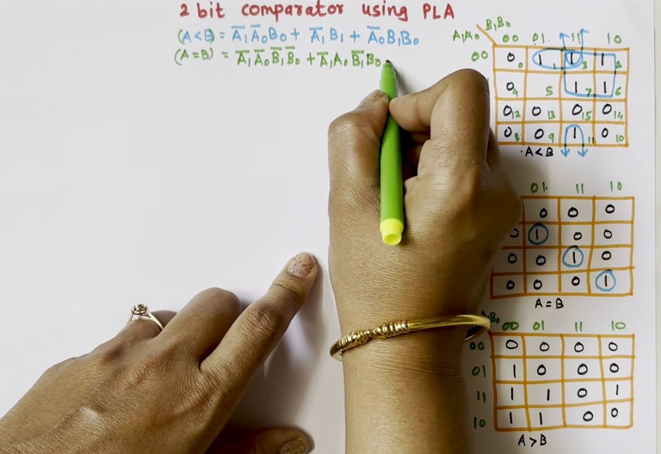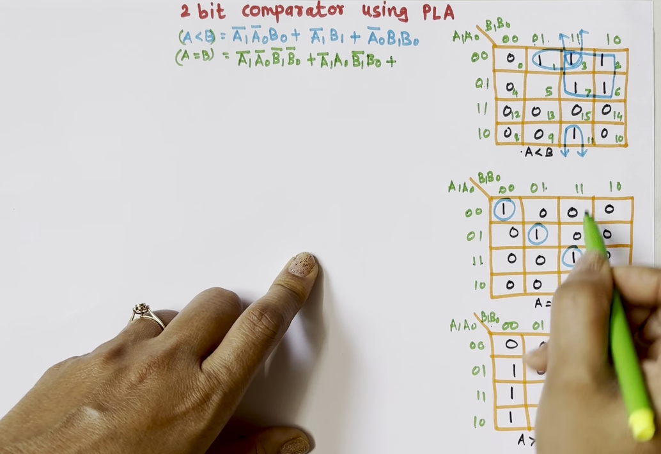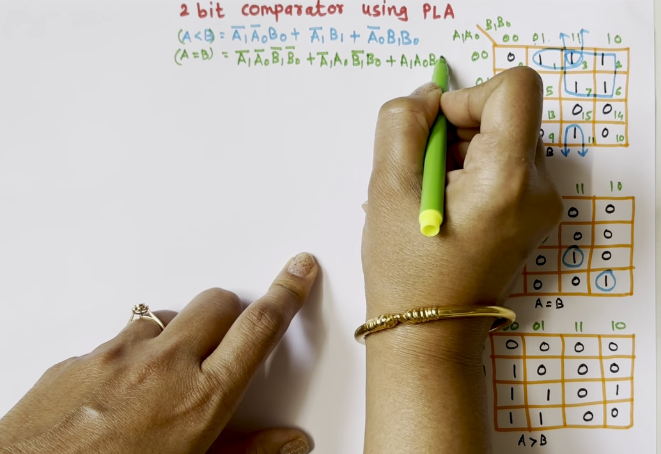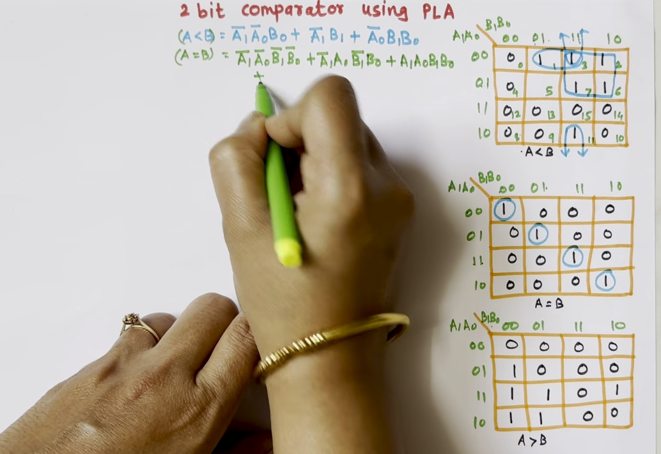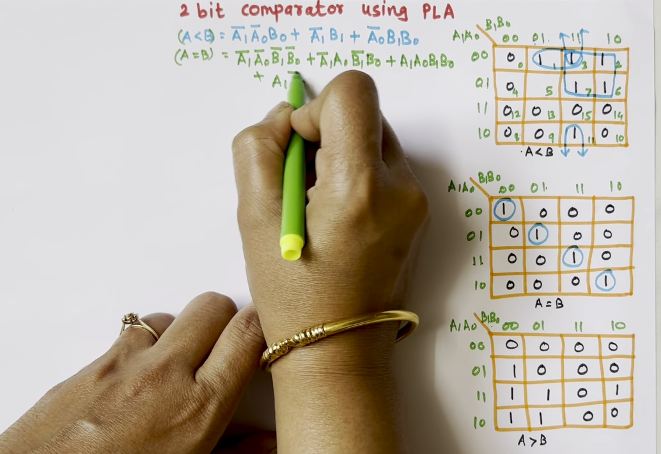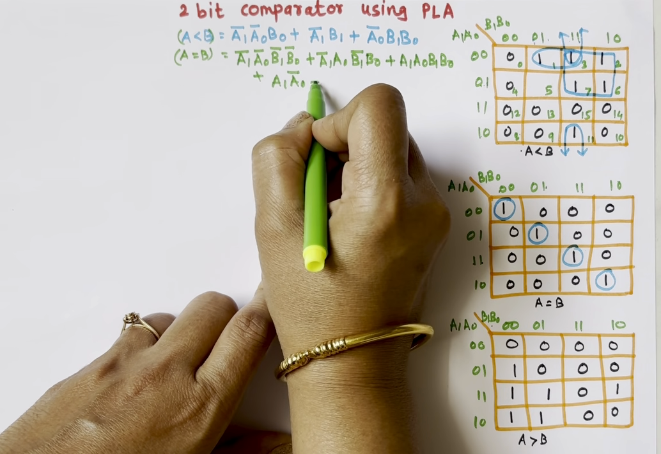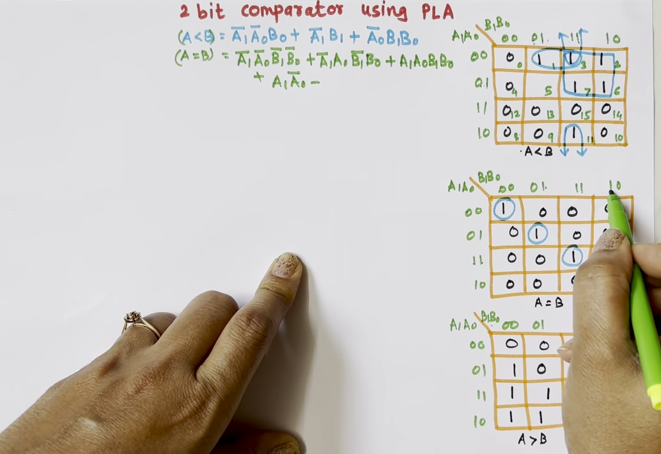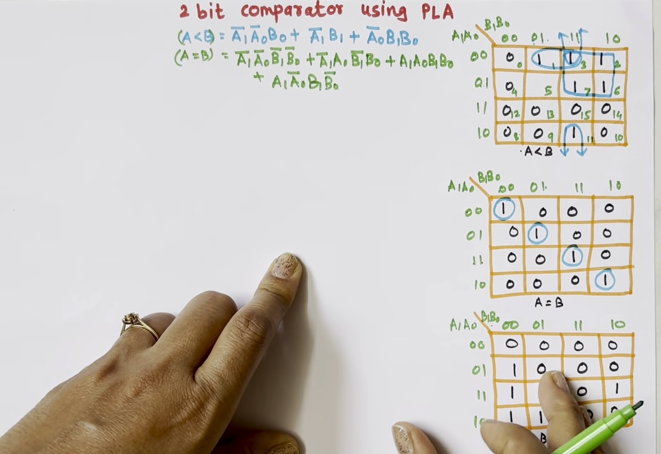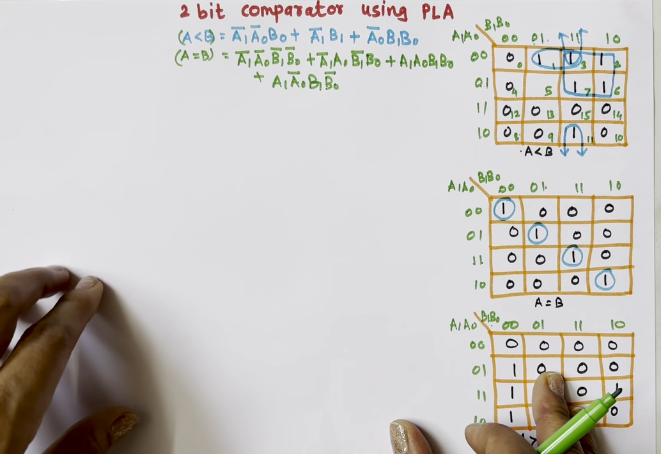For this one, A1, A0, B1, B0. Plus for this one, A1, A0 bar, plus, B1, B0 bar. This is my equation for A equals to B.